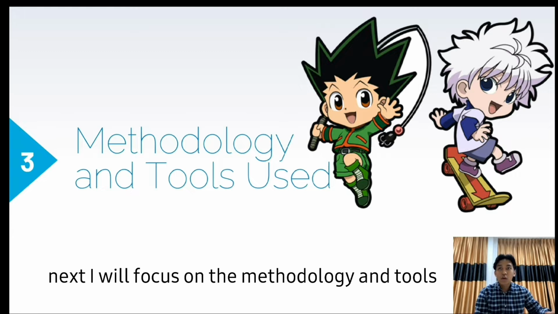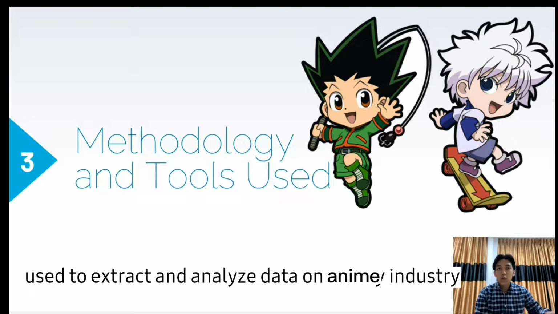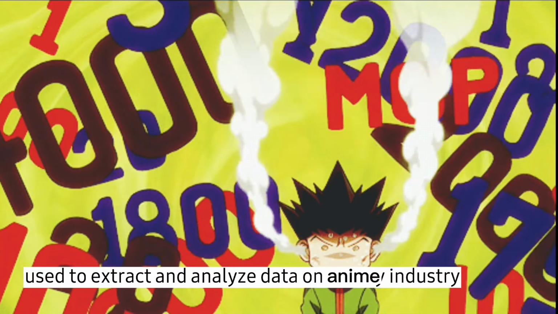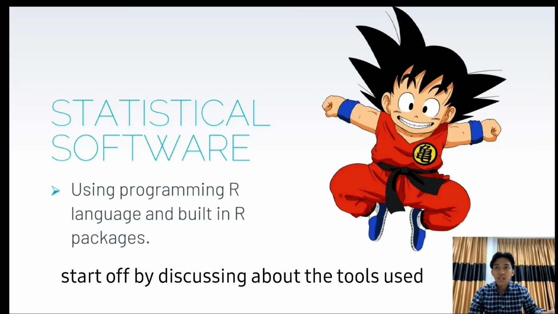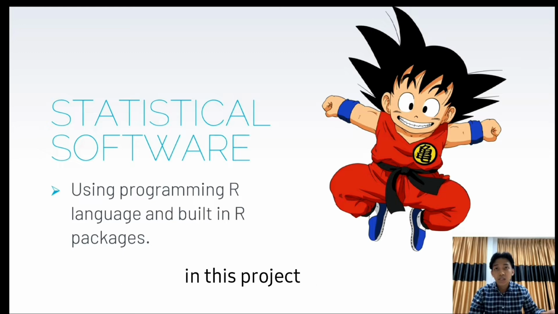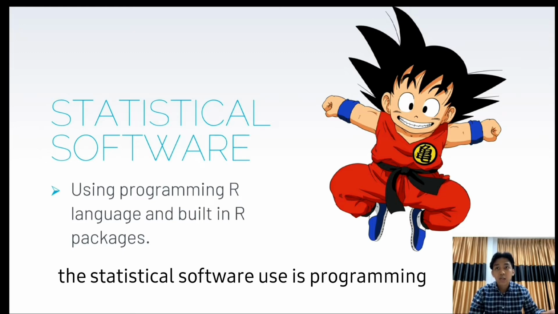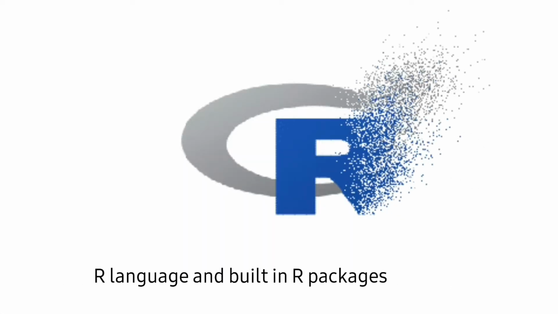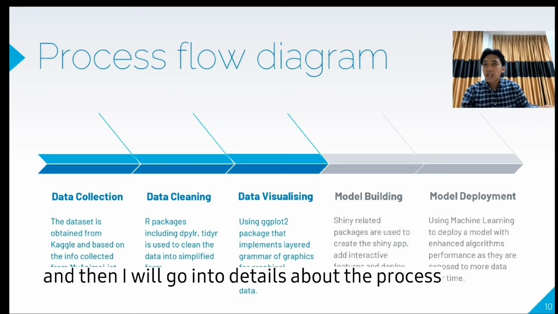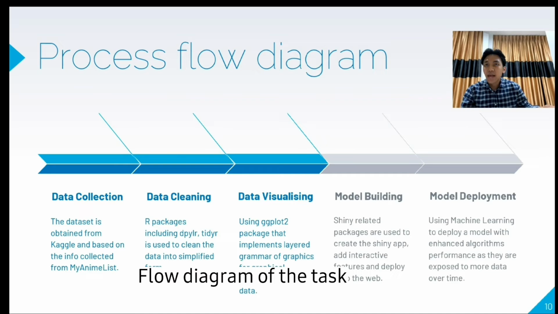Next, I will focus on the methodology and tools used to extract and analyze data on the anime industry. First, I will start off by discussing the tools used in this project. The statistical software used is the R programming language and built-in R packages. And then I will go into details about the process flow diagram of the task.